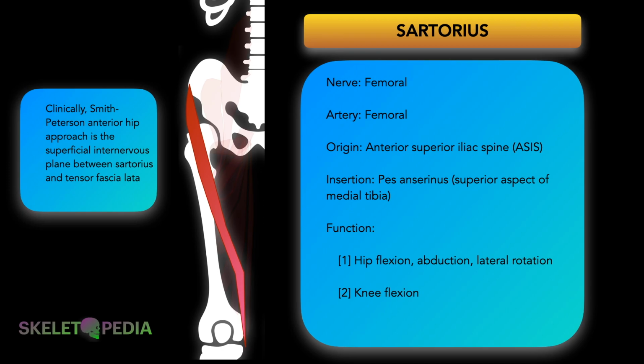Another clinical pearl is that during the Smith-Petersen anterior hip approach, the superficial internervous plane is located between the Sartorius and tensor fascia lata, located more laterally.